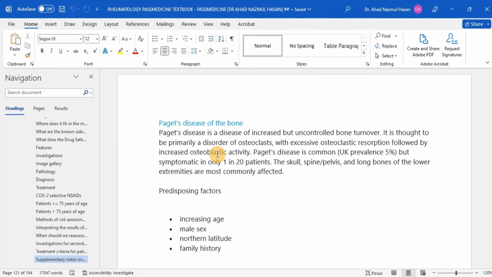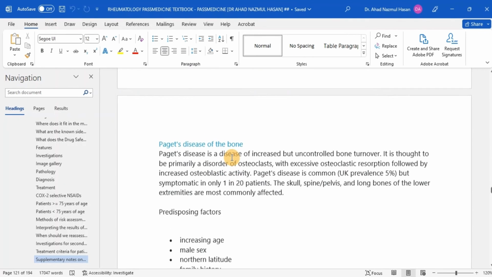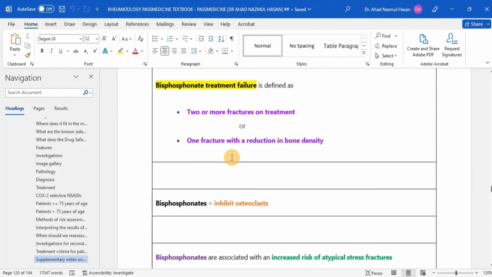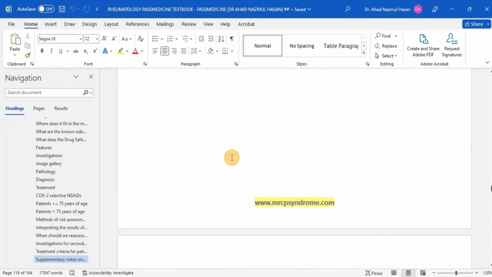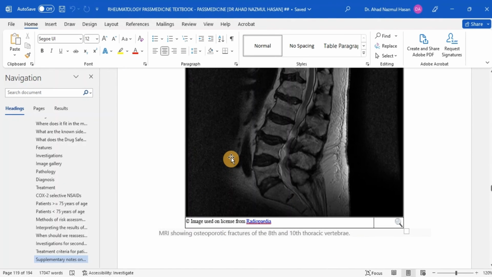So can you please show the spinal fracture once again? I think that was pretty quick. Sorry? The spinal fracture you just showed, right? Can you show it once again, please?